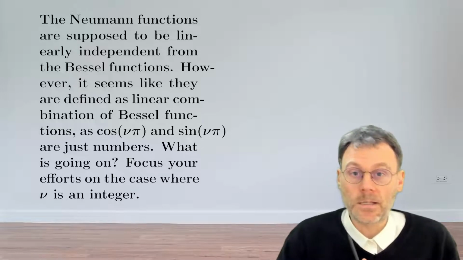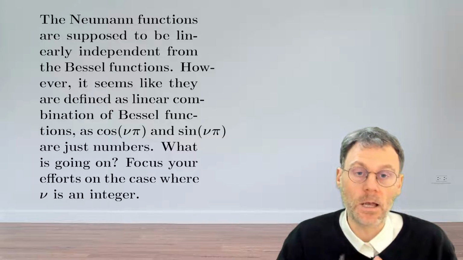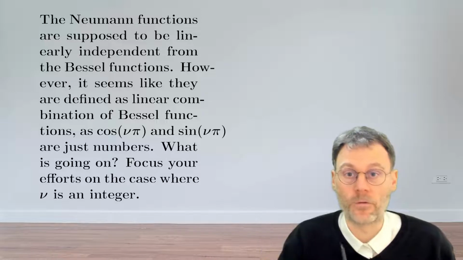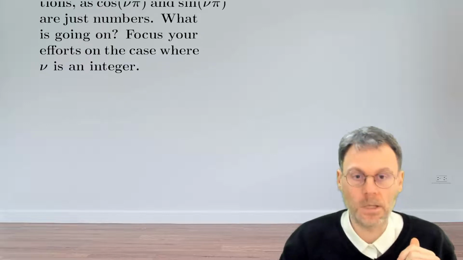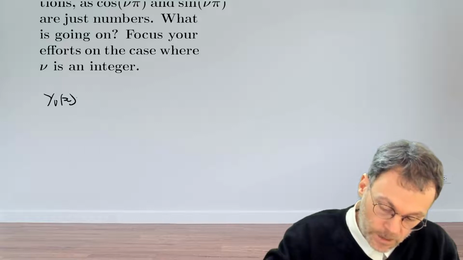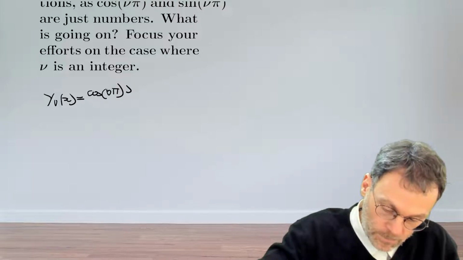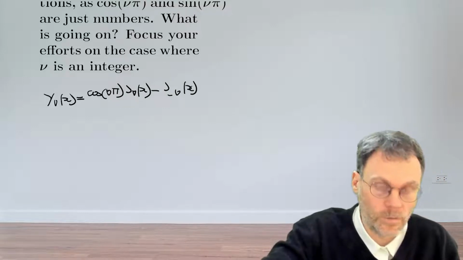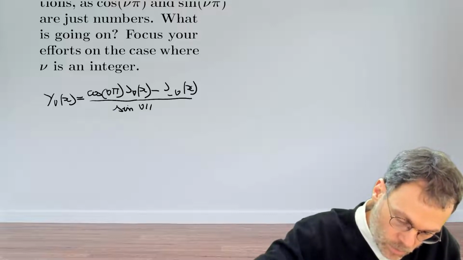This is an intriguing exercise about the Neumann functions. So remember the Neumann functions, we introduced them as a second linearly independent set of solutions to the Bessel differential equation. Linearly independent from the first solutions, the Bessel functions. Now we also have mentioned in the textbook that these Neumann functions, so Y of order nu of x, we can actually write them as follows: cosine of nu pi times the Bessel function of order nu, minus J of order minus nu of x, and then dividing that whole thing by sine nu pi.